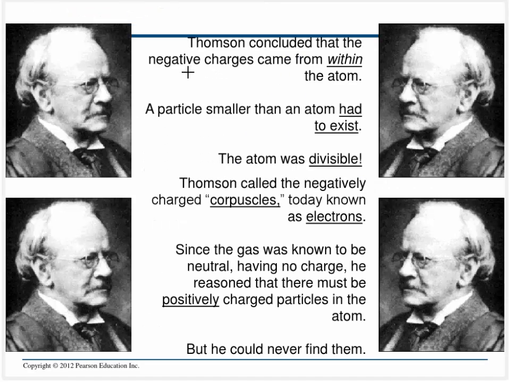So what Thomson said is these charges had to come from within the atom, and so what that means is something smaller than the atom had to exist, and so the atom is divisible. And that's really a big breakthrough. He called these particles corpuscles, although today we call these negatively charged things electrons. One thing that we knew is the gas was neutral, and so if these negatively charged particles are coming off of it, then there has to be something positively charged in the atom as well. But J.J. Thomson could never find them.